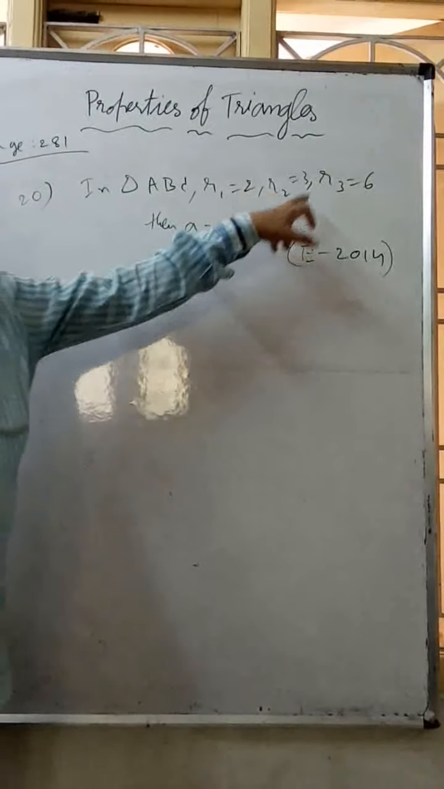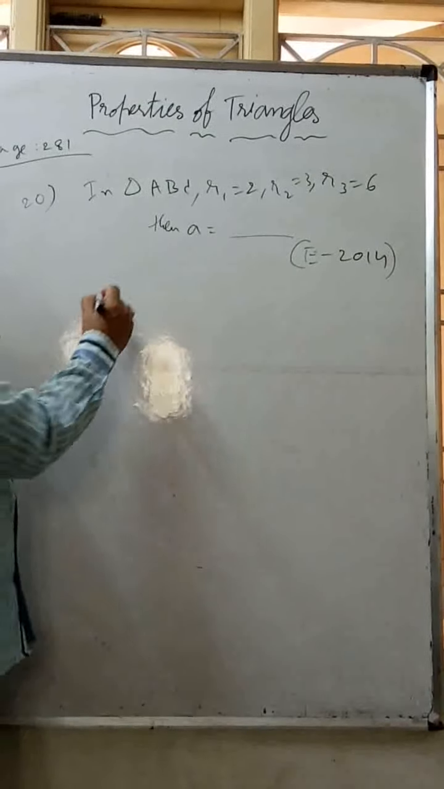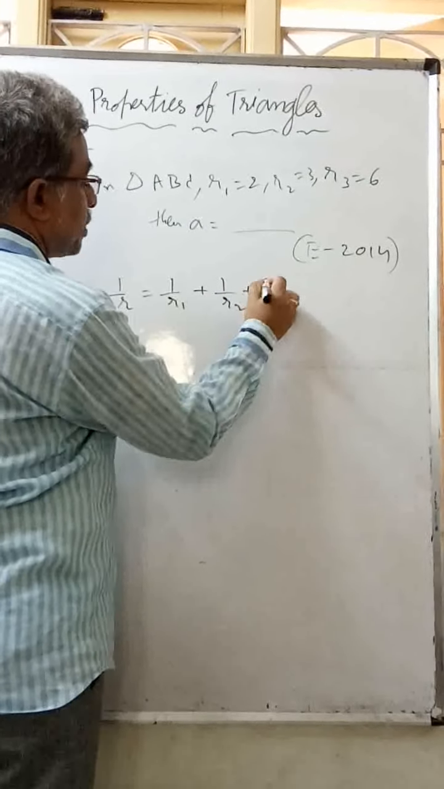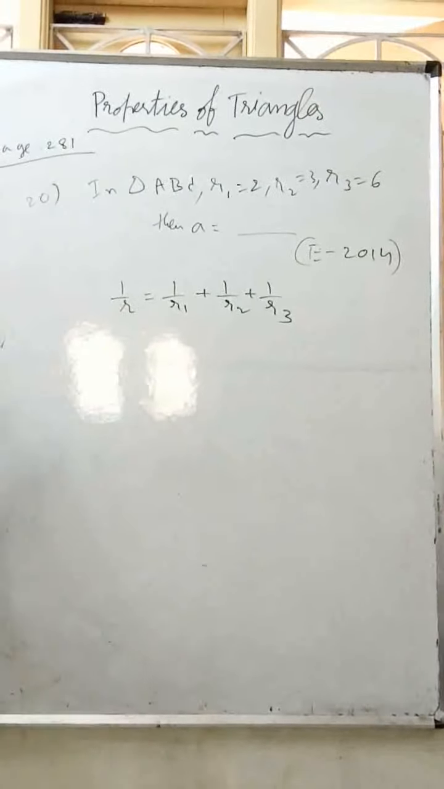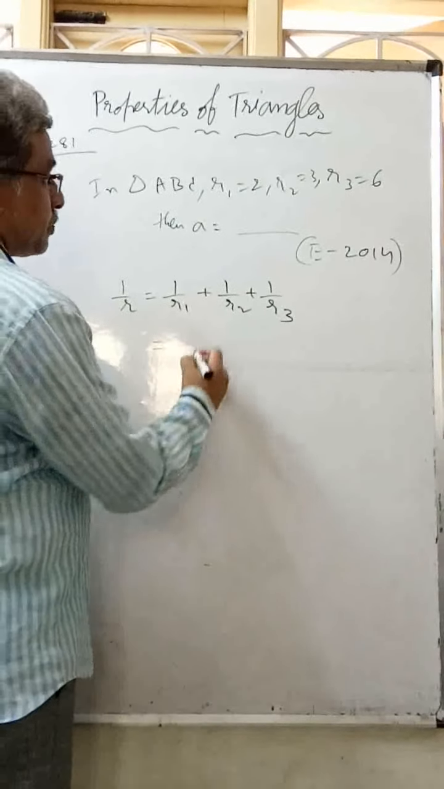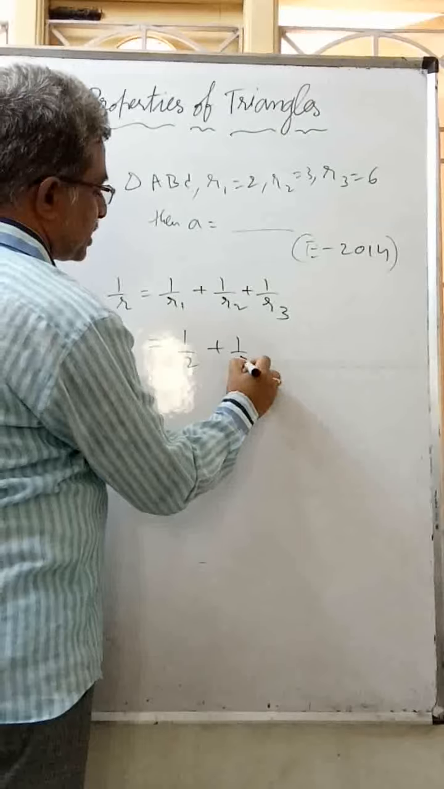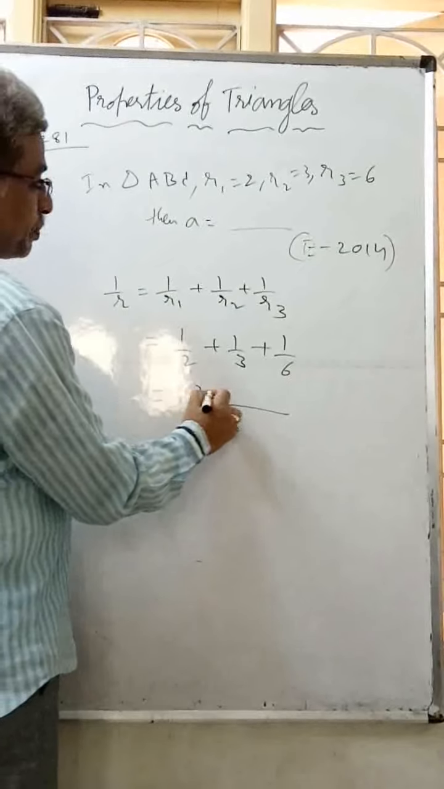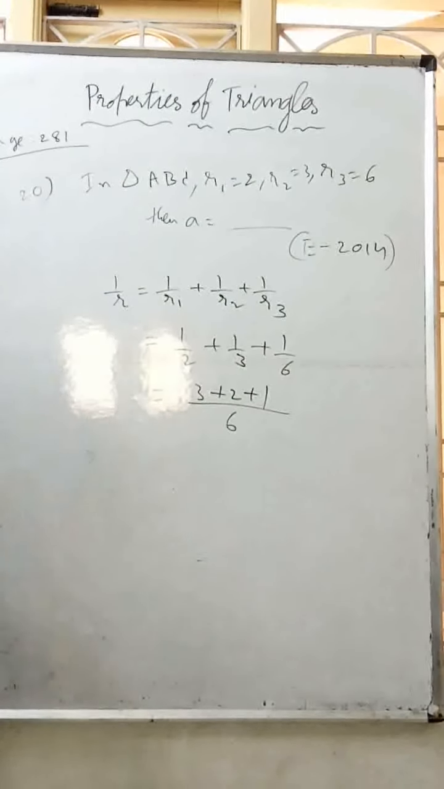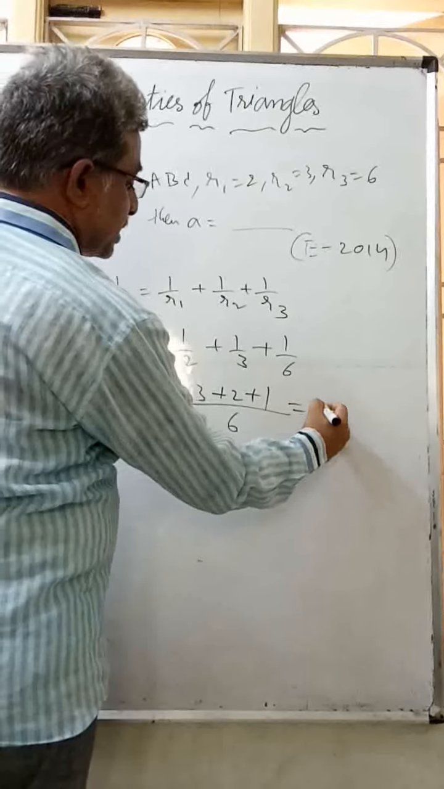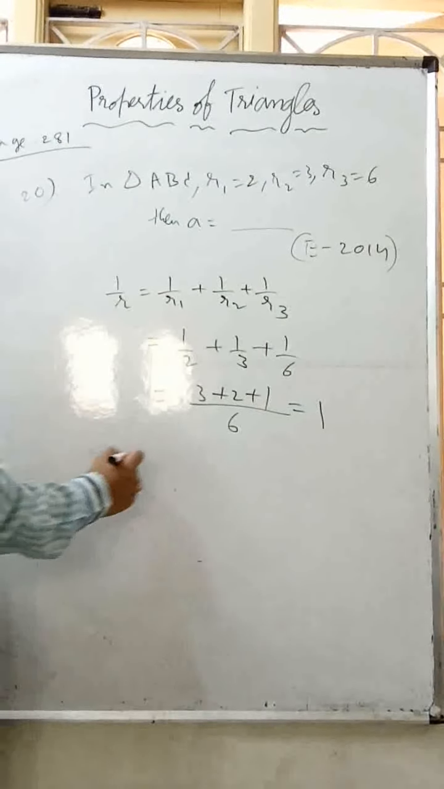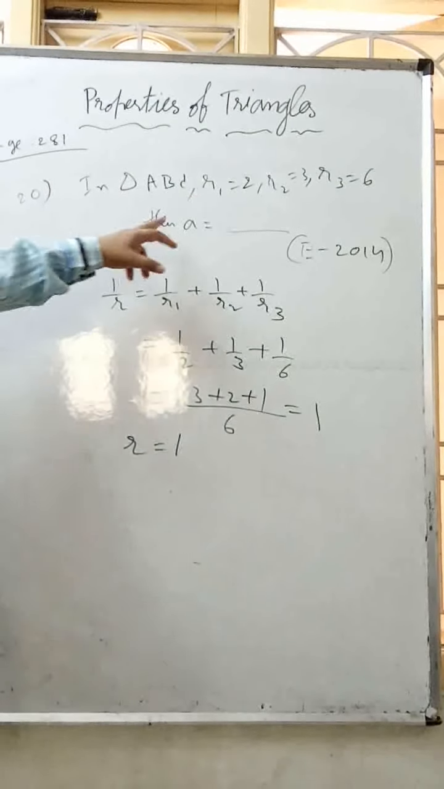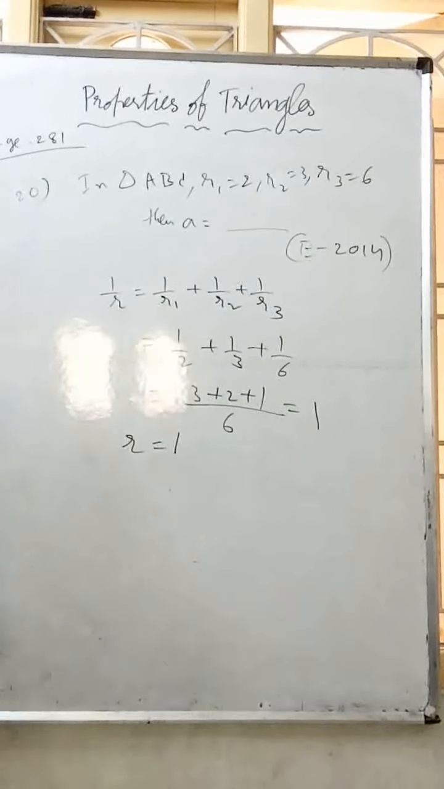Now R1 equal to 2, R2 equal to 3, R3 equal to 6, means we know that first of all 1 by R equal to 1 by R1 plus 1 by R2 plus 1 by R3. Using this I can find R first. So this becomes 1 by 2 plus 1 by 3 plus 1 by 6. LCM is 6 for all. So this becomes 3 plus 2 plus 1 by 6, which is 6 by 6. So 1 by R equal to 1, so R equal to 1. Now I got R equal to 1, R1 equal to 2, R2 equal to 3, R3 equal to 6.